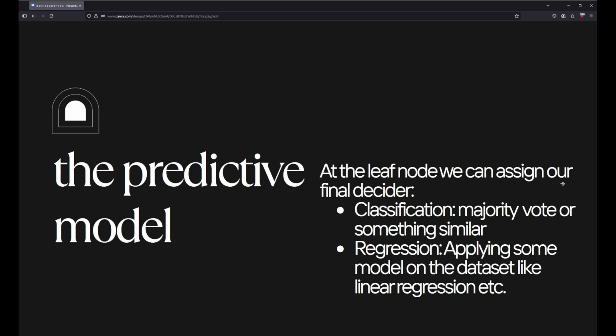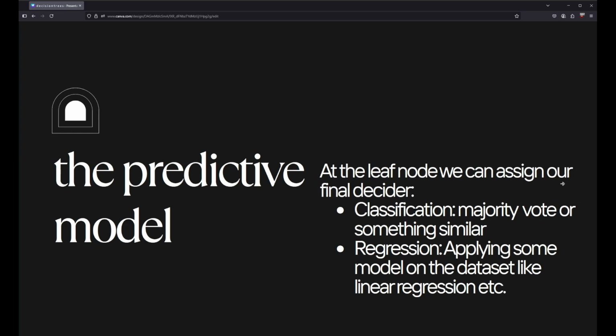There are two different types for decision trees, classification or regression. When it comes to classification, it's usually a majority vote or something similar. Let's say we wanted to classify if a person has a disease or not. We would have a decision tree that would split upon features related to the disease, and we would look at the instances left within the data once we've gone through all our decisions.